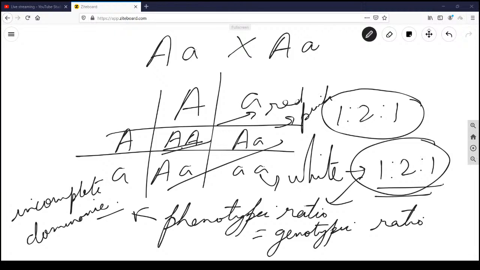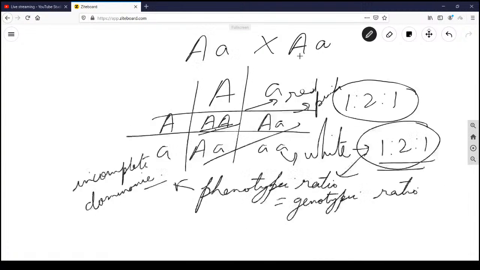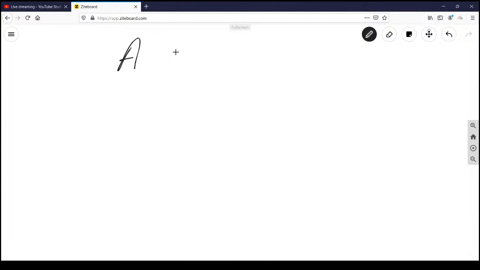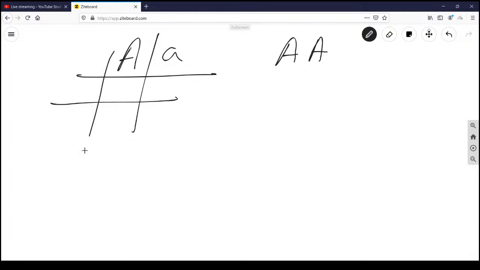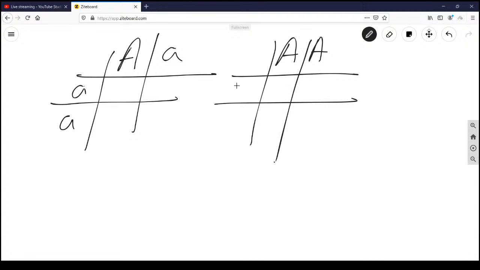Now the thing is, a test cross is carried out too. Multiple times we have talked about test crosses. A test cross is carried out to do what? So what is a test cross? When you want to check whether this is this one or this is this one, what you do is you just cross it with a homozygous recessive trait.